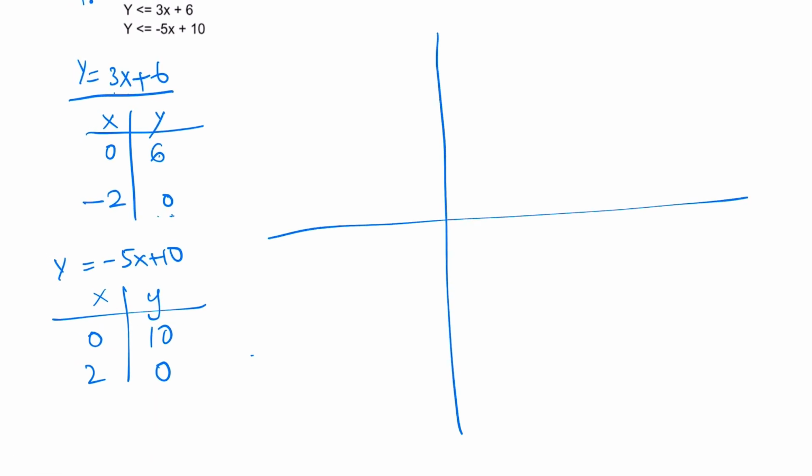Alright, now let's draw the lines. So when x is 0, y is 6. Okay, y goes all the way from 6 to 10. So let's do 2, 4, 6, 8, 10 for y. X goes from negative 2 to 2. Let's keep this scale.